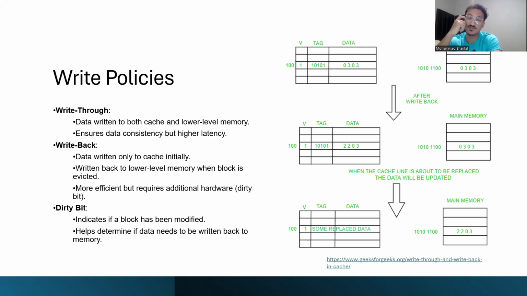When we talk about additional hardware, we mean the dirty bit. So what is the dirty bit? It indicates if a block has been modified. It helps determine if data needs to be written back to memory. So that's the difference between write back and write through policies. And over here on our right, we have a small example showing that.